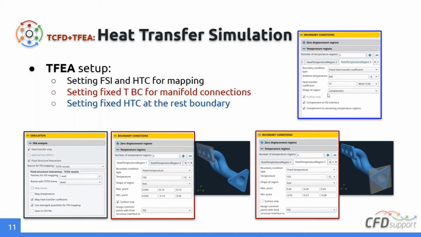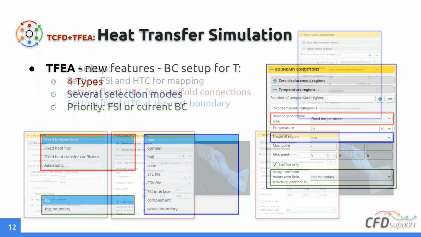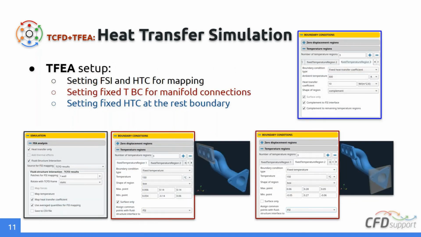and we can automatically define the complementary surface, so the surface for which no boundary condition is preset yet. This automatically chooses the rest of the boundary, and the fixed heat transfer coefficient will be assigned. So all the boundary conditions are assigned, and we can run the TFEA simulation and get the CSV results from it.